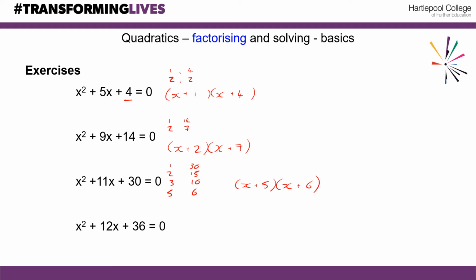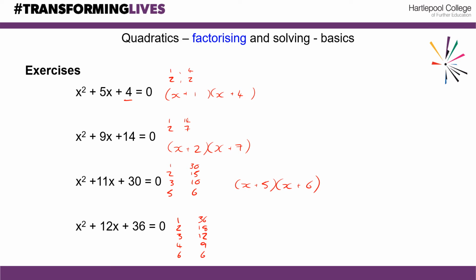And then lastly, we've got x squared plus 12x plus 36 equals 0. So again, step 1, identify all the factor pairs of 36, quite a few of these as well. So we've got 1 and 36, we've got 2 and 18, we've got 3 and 12, we've got 4 and 9, 5 doesn't go, but 6 goes. Now 6 is a square number, so we just list that as 6 and 6.